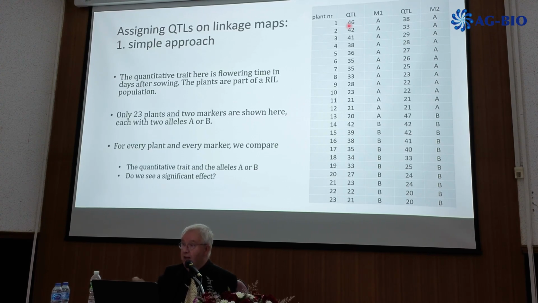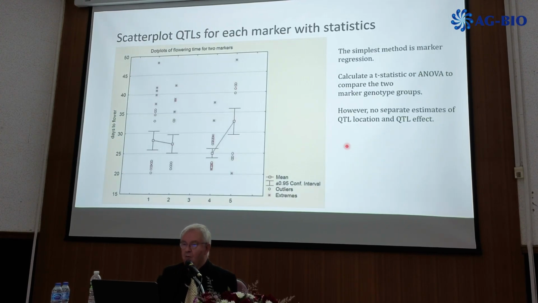How long does it take for the seed to develop, finally to come with the first flower? That number of days is here. And for every marker, we have the A allele or the B allele. Now you get these kind of Excel sheets, and you can imagine that in the final, when you do it on a large scale, you have many more data. But the idea is the same if you compare to a very simple statistic.